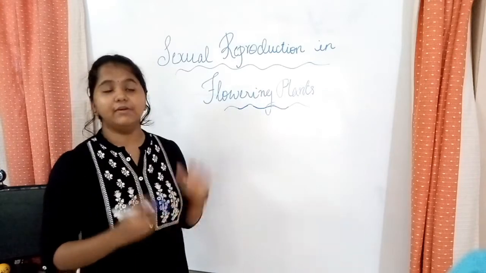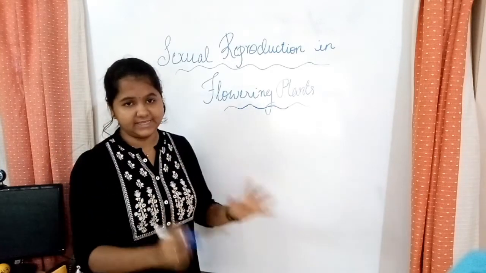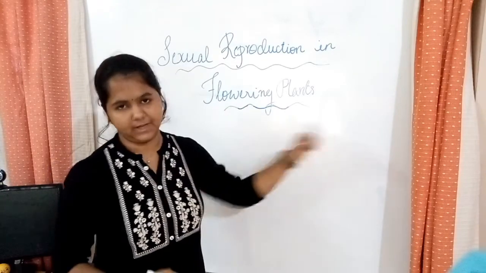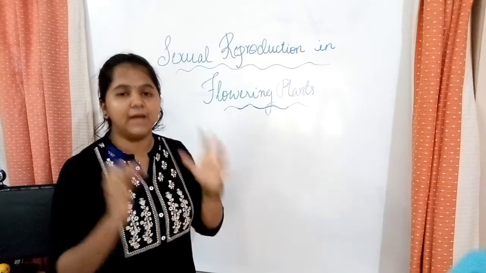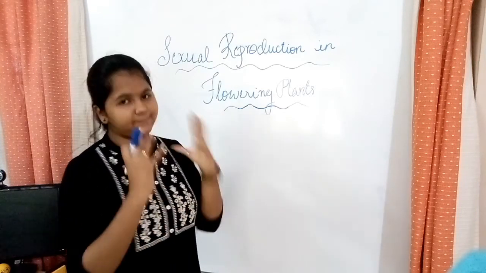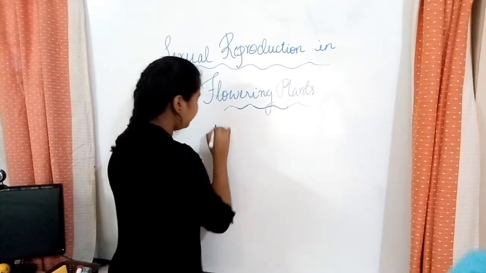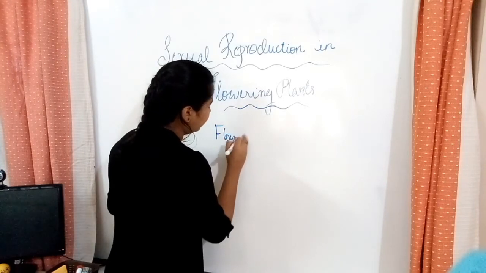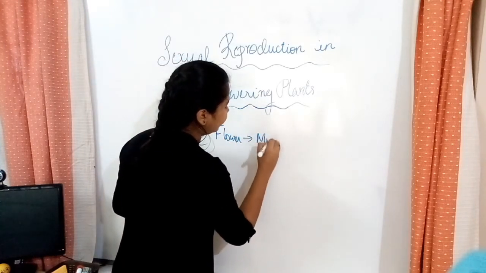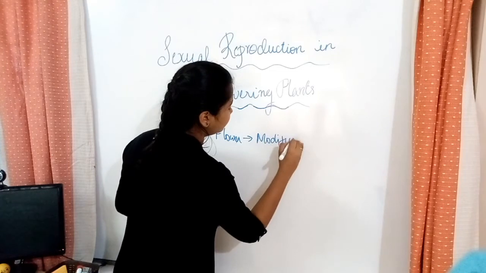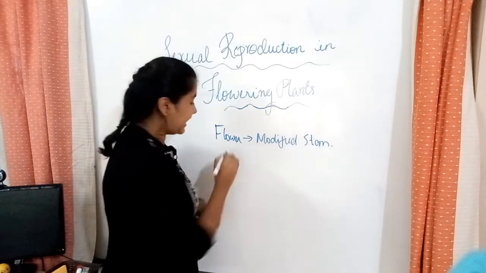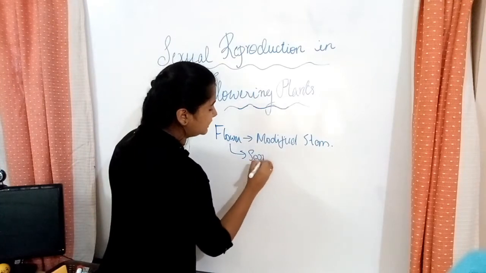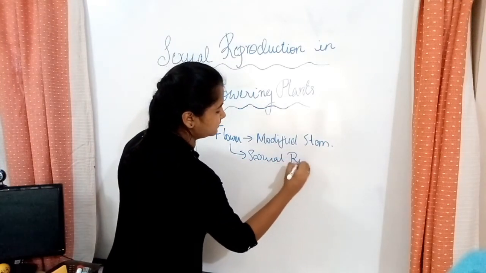So the first thing we have to learn is from the heading itself. What do you mean by a flowering plant? Flowering, flower. The word flower is there. A flowering plant is a plant which produces flowers. So what is a flower? A flower is a modified stem, and a flower is the site of sexual reproduction.